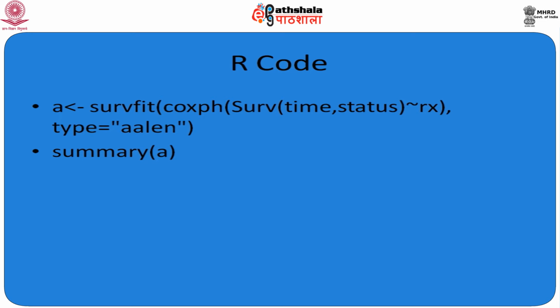So here in this code we are showing sub.fit equals coxph within parentheses, again Surv, that function is available in the library called survival, putting time and status of those patients following Rx, that is what type of treatment was given to them, and closing the parenthesis, and again putting type equals "aalen". That whole thing we are assigning to a value called a, and in the next step we call summary(a), and then we will get the result. Let's see how the result looks.